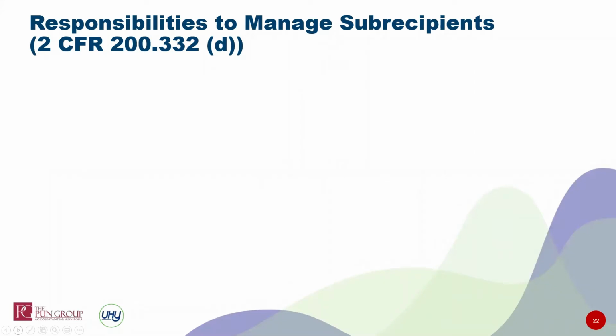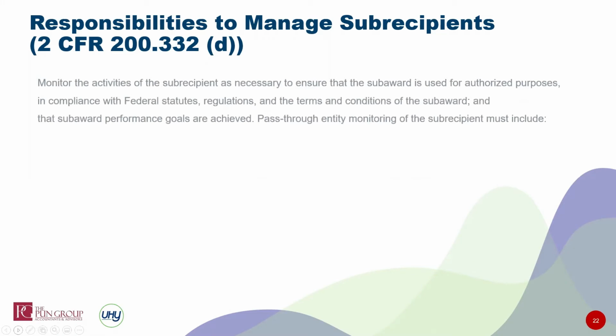So under 2 CFR, I'm going to refer to the 2 CFR section 332D. This is where the responsibility to manage subrecipients comes into play. And so those Code of Federal Regulations require that we as pass-through entities monitor the activities of subrecipients as necessary to ensure that the sub-award is used for authorized purposes. So that means in compliance with federal statutes, regs, terms, and conditions. And the guidance says that the pass-through entity must monitor the subrecipient, and it must include the following. So must means it will, it's a requirement.